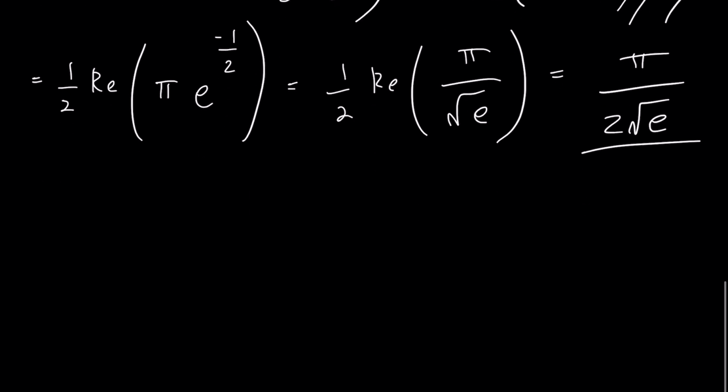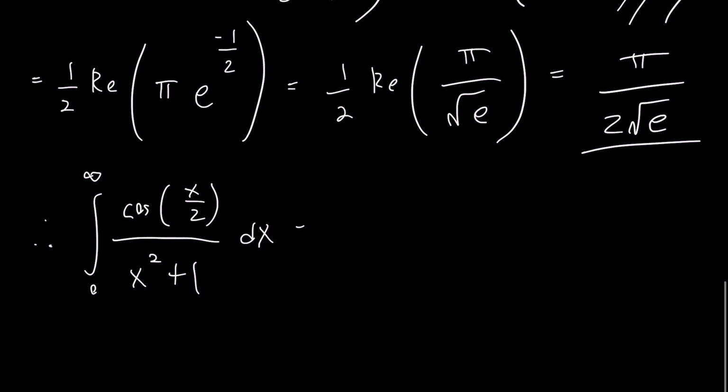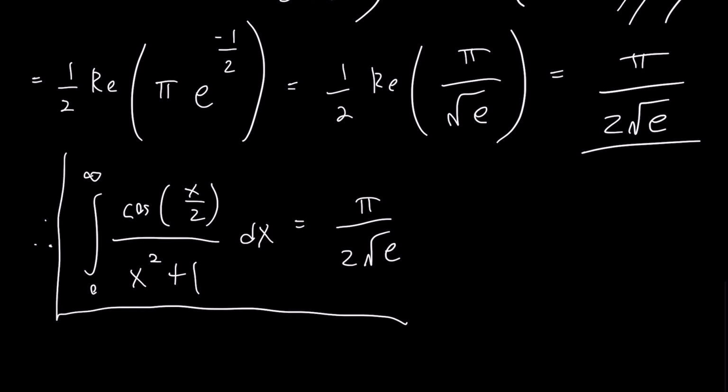So now we could say, therefore, the integral from 0 to infinity of cosine of x over 2 divided by x squared plus 1 dx is just pi divided by 2 times the square root of e. And this is the final result.